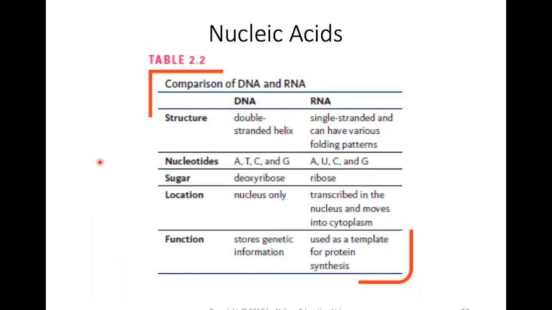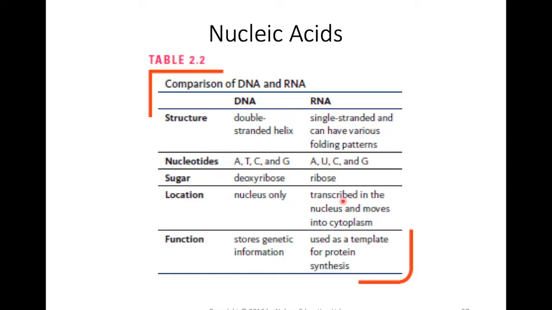All right, so just to compare, DNA is a double helical structure, right? Double-stranded, whereas RNA is single-stranded. The nucleotides in DNA, adenine, thymine, cytosine, and guanine, whereas uracil replaces thymine in the RNA molecule. The sugar is a deoxyribose in DNA, and in RNA is a ribose sugar. DNA is located and housed in the nucleus only.